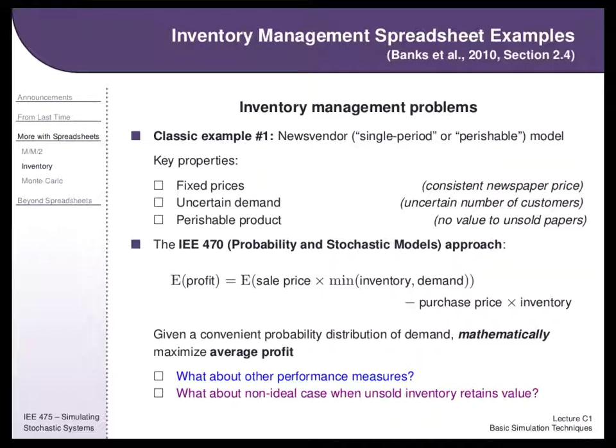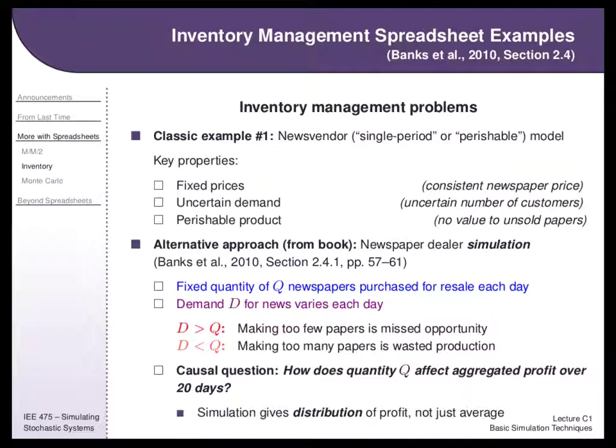So in the book's case, they say, well, let's make it a little more complicated. We're going to have a quantity Q of newspapers purchased for resale each day. This is how many newspapers you put in your satchel to sell. And then we've got a demand. Of course, if the demand is greater than Q, then we're making too few papers, so we're missing opportunity. If the demand is less than Q, then we're making too many papers, and that's wasted production.